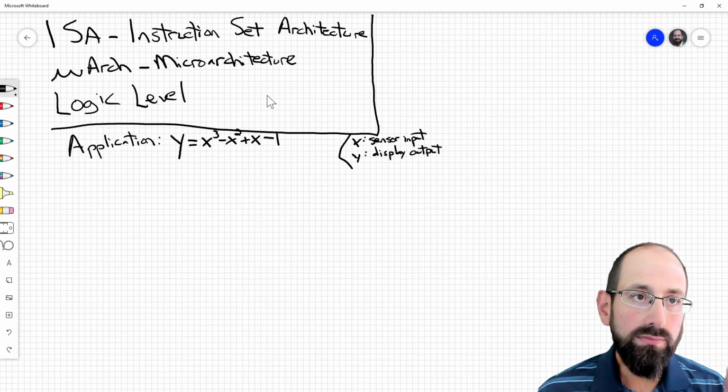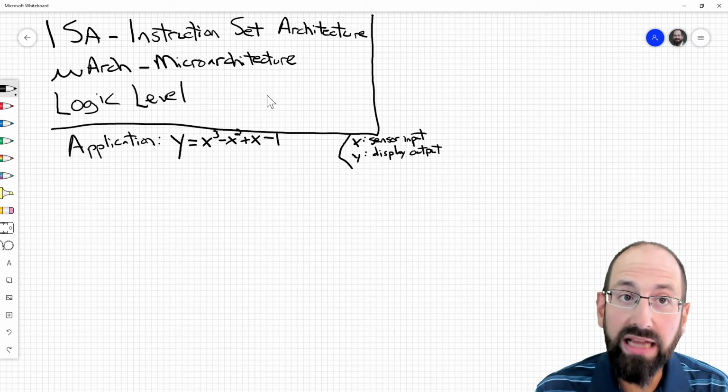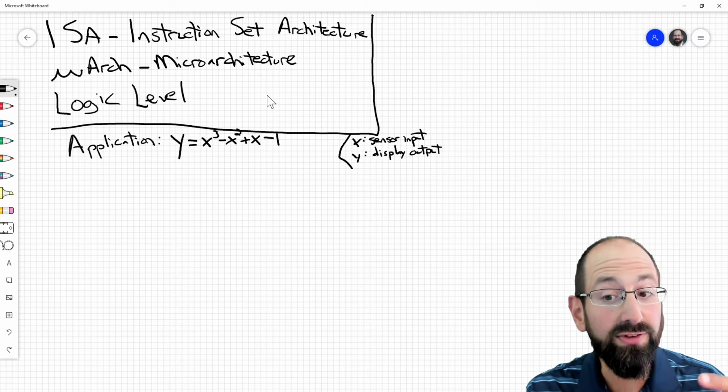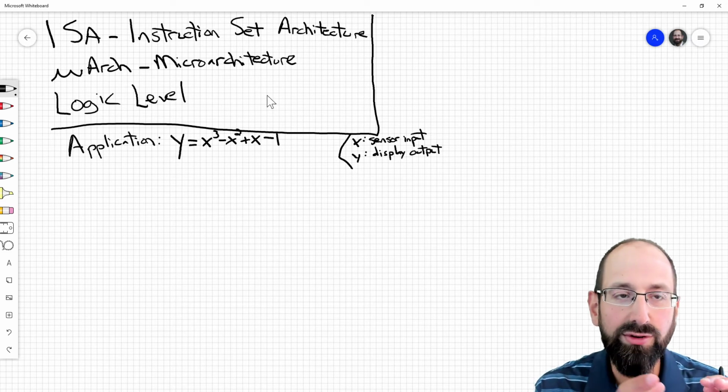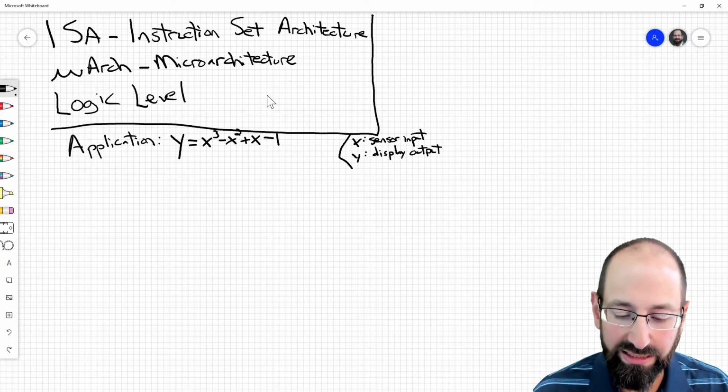Again, that's our application. It's not doing much. It's not terribly complicated. It doesn't have really complicated control. When we talked about the parts of a computer and I mentioned data path and control, this is entirely data processing. It's not making any decisions, at least not in its current form.